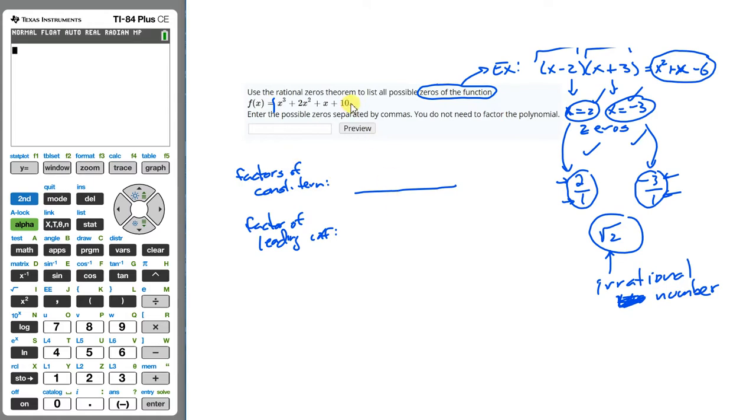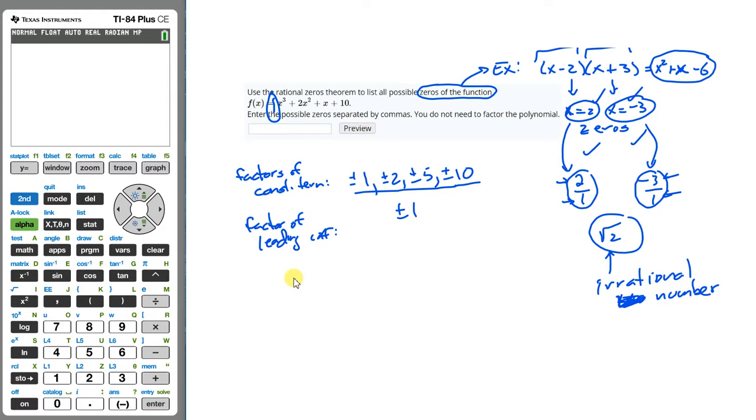So what goes into 10? Plus or minus 1. 1 always goes into any number. Plus or minus 2 goes into 10. 3 does not. 4 does not. 5 does. And then 10 does. A number always goes into itself, okay? And then now for the denominator, we need the factors of the leading coefficient. The leading coefficient is 1. The only thing that goes into 1 is plus or minus 1. So all combinations of 1 over 1, 2 over 1, 5 over 1, or 10 over 1 with positive or negative signs can all potentially be rational numbers that are zeros of this polynomial.